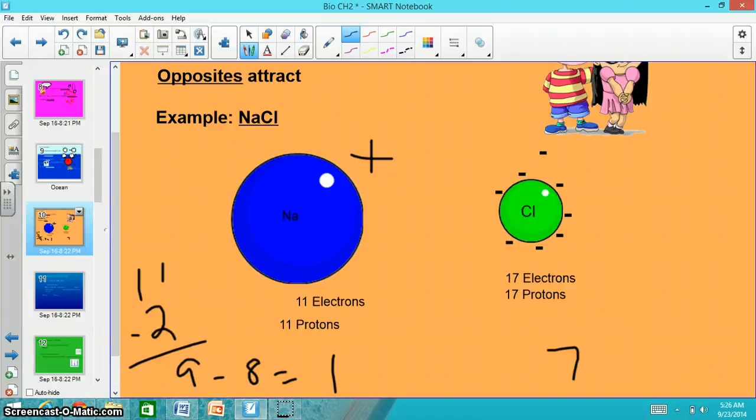Chlorine needs 1. 1 plus 7 is 8. So it picks up that electron, which causes it to have 18 electrons and 17 protons. So now it has a negative charge. Okay, opposites attract. So the sodium and the chlorine combine with one another, and we end up with table salt.